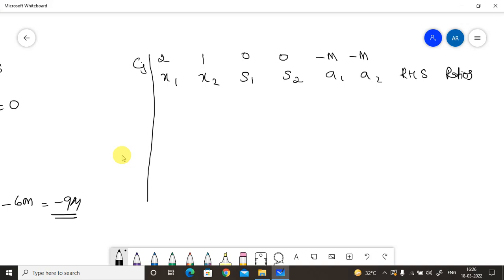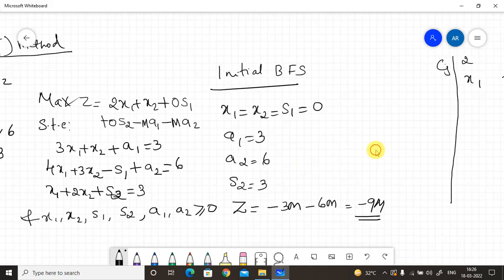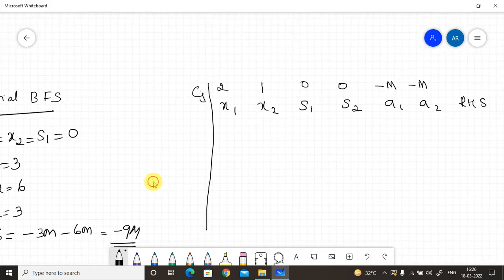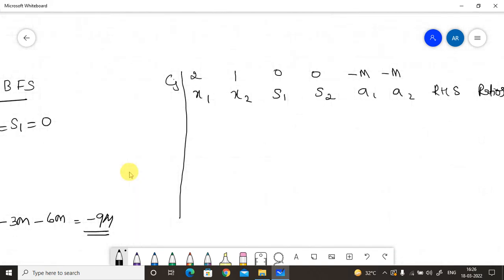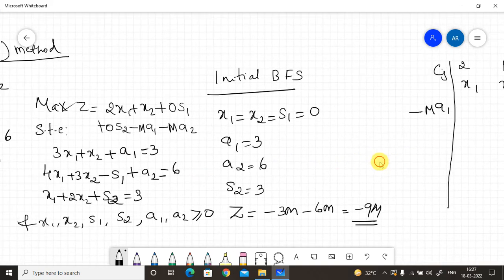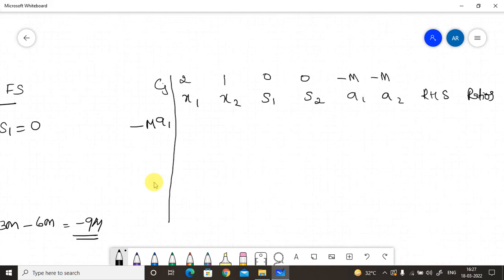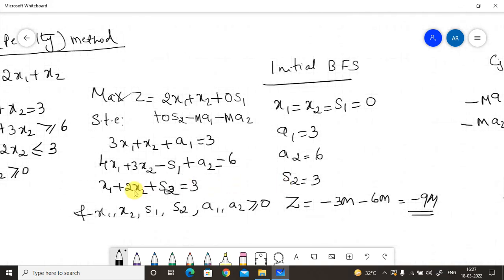Look at the first constraint. In the first constraint, do you have any artificial variable? Yes, so in the first constraint you have to write minus m into a1. Second constraint, do you have an artificial variable here? Yes, we do, so we will write the second constraint also as minus m a2. Yes or no? And the third constraint, do we have any artificial variable? We do not have.